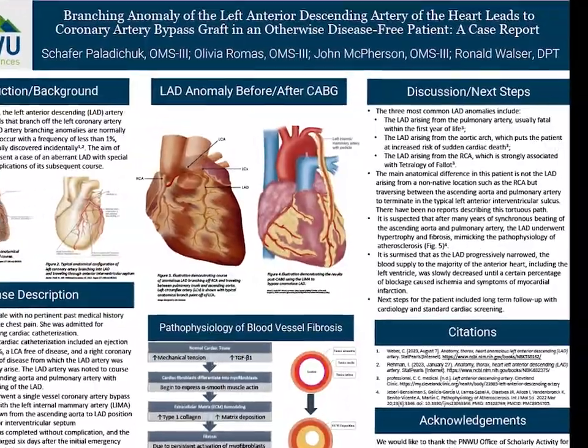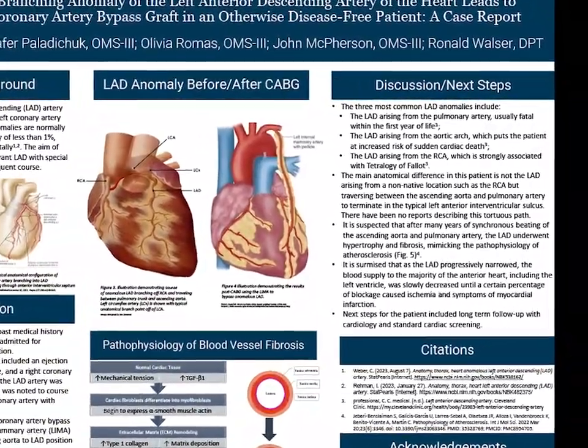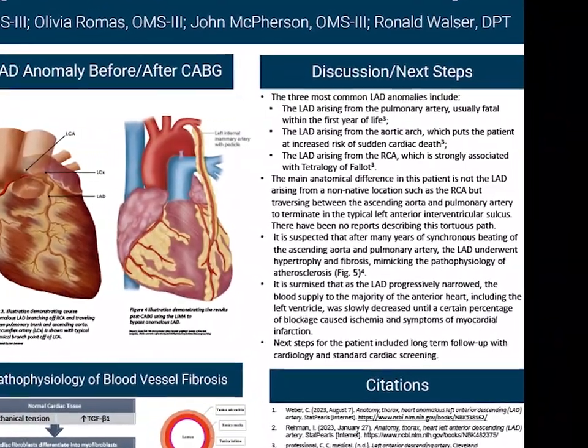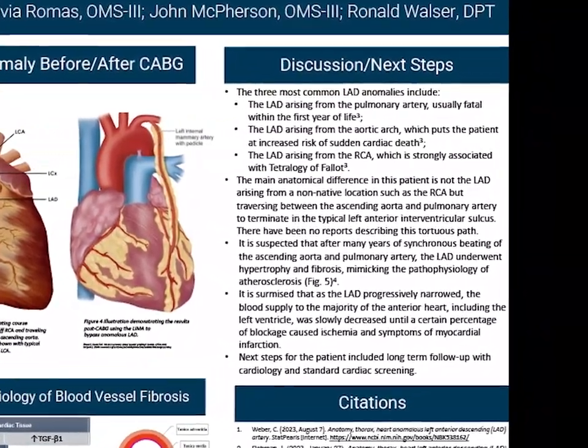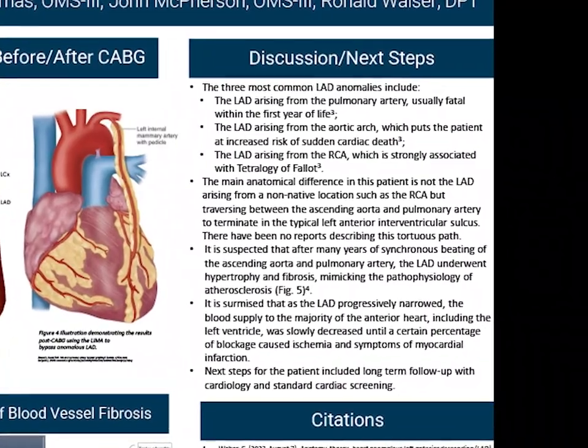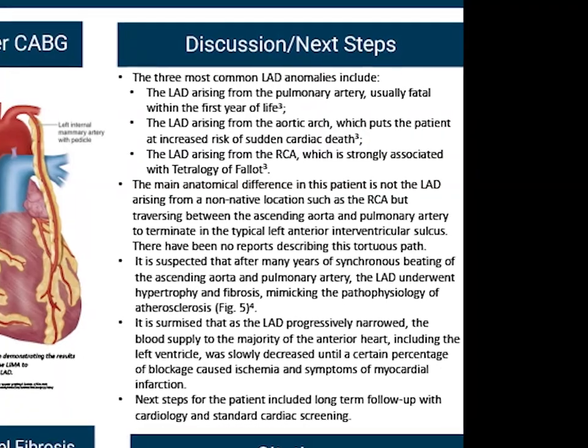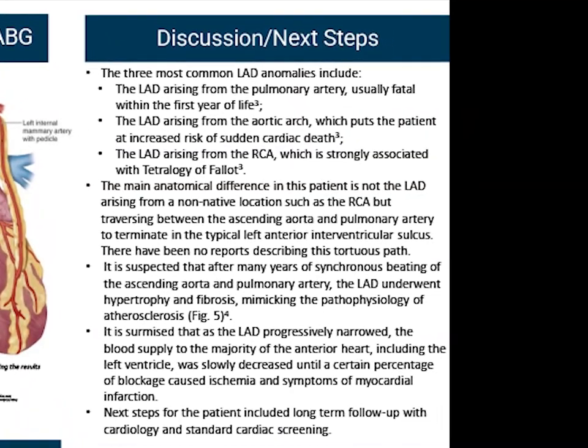artery. Discussion. The three most common LAD anomalies are the LAD arising from the pulmonary artery, aortic arch, and the RCA. What makes this case unique is not where the LAD arises from, but how it traverses between the ascending aorta and the pulmonary artery. No other reports describe a tortuous path like this. We suspect that through many heartbeats, the LAD went through hypertrophy and fibrosis mimicking atherosclerosis.